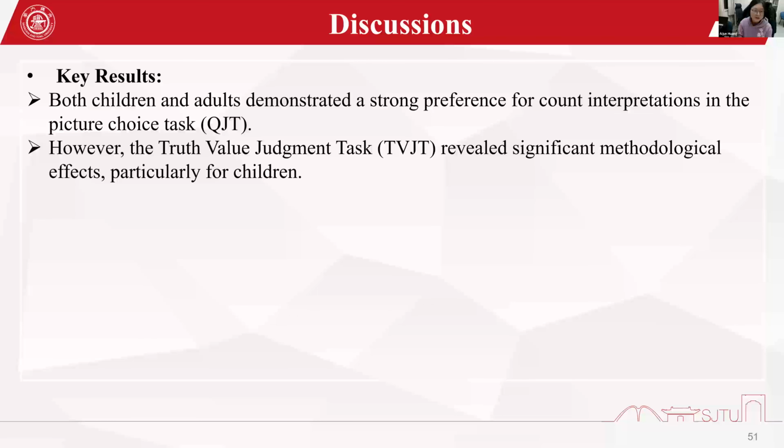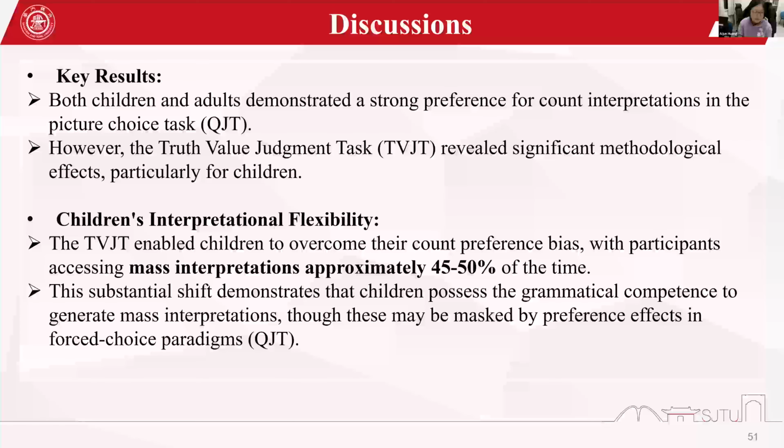Okay, so the key result of study 1 is that both children and elders demonstrate a strong preference for the count interpretation in the quantity judgment task. However, the truth-value judgment task revealed a significant methodological effect, particularly for children. Children's interpretation showed flexibility of countability. The truth-value judgment task enabled children to overcome the count preference bias, with participants accessing the mass interpretation approximately 50% of the time. This substantial shift demonstrates that children possess the grammatical competence to generate the mass interpretation, even though this interpretation may be masked by a preference effect in the quantity judgment task.